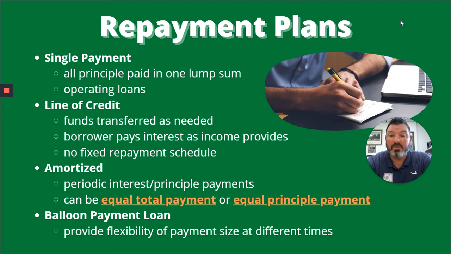Lastly, that I have listed here is what we call a balloon payment loan. So it gives you some flexibility in terms of payment size at different times. Now, certainly an intriguing option. So for example, let's say we set up a mortgage loan on a balloon payment schedule, and for the first 5 years, our monthly payment was $500 a month. And then after 5 years, it balloons to $1,000 a month. So it obviously gives you some flexibility.